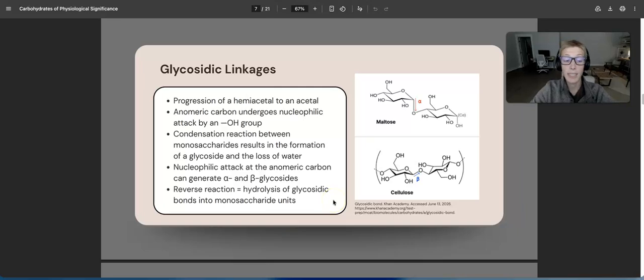Glycosidic linkages represent the progression of a hemiacetal to an acetal, which is characterized by a condensation reaction that results in the loss of water. Nucleophilic attack at the anomeric carbon can generate both alpha and beta glycosides. It's also important that the reverse reaction of condensation, hydrolysis, can also occur, which results in the cleavage of the glycosidic bond back into its simpler monosaccharide units.